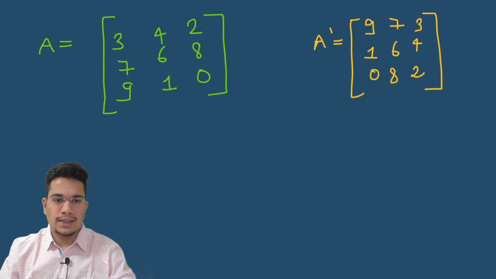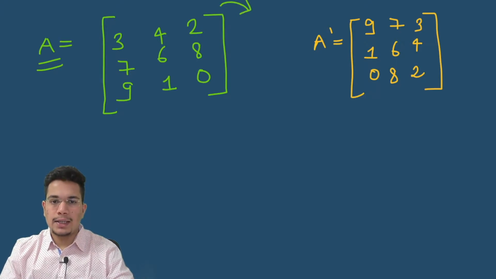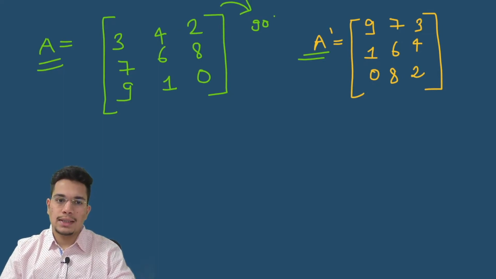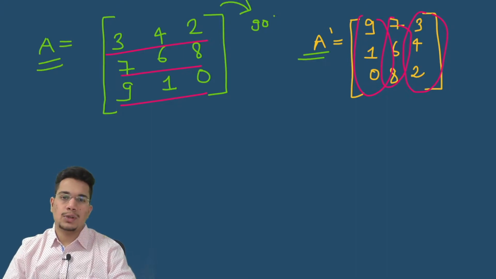So in this particular test case, I have considered this matrix as the input matrix. So it's 3, 4, 2, 7, 6, 8, and 9, 1, 0. And when we rotate it by 90 degrees clockwise, our output is this A dash matrix, which is 9, 7, 3, 1, 6, 4, 0, 8, 2. So you can clearly see that this row has become this particular column. And similarly, the second row is now the second column, and the last row is the first column. So this is how our matrix will look when it gets rotated by 90 degrees.